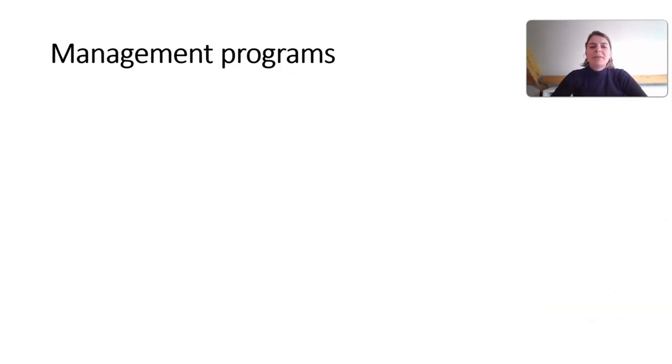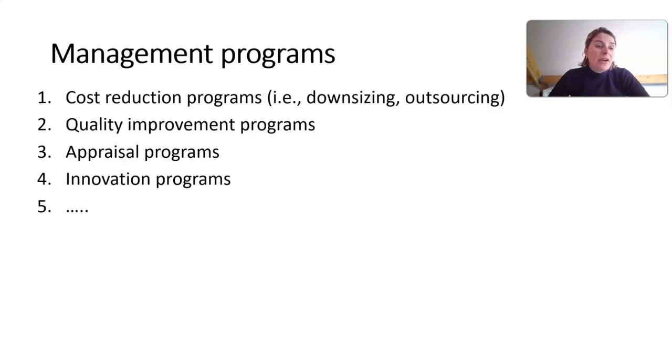Finally, if we're talking about strategic leadership, what leaders can do to increase the performance of their organizations is invest in so-called management programs. So what they could do is implement cost reduction programs. They could downsize, fire a lot of people, or outsource, giving some of their work to others. They can improve the quality of their work. They can install appraisal programs. They can install innovation programs, etcetera. We will discuss this a little bit further in the video lecture when we talk about the change process.